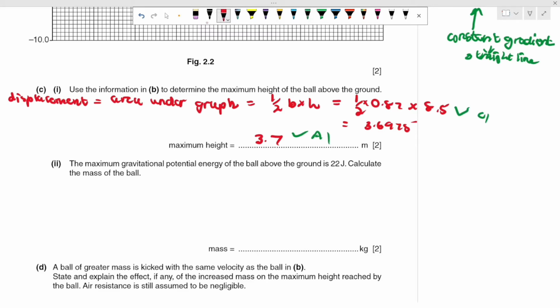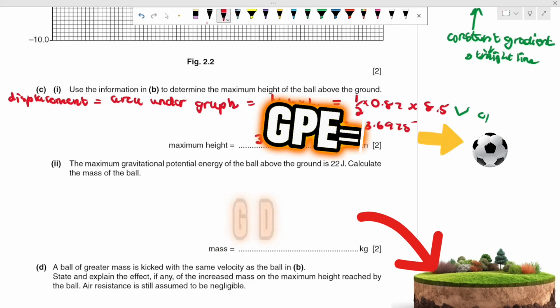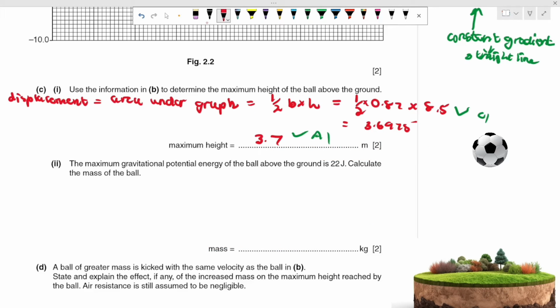The maximum gravitational potential energy of the ball above the ground is 22. Calculate the mass of the ball. So the ball has been raised and has reached a specific maximum height, and we're told that the gravitational potential energy at that maximum height is 22. So we just want to calculate the mass of the ball. What do we know? Start with what you know. You know that your GPE is equivalent to mgh. So your mass m will be equal to GPE divided by g times h.